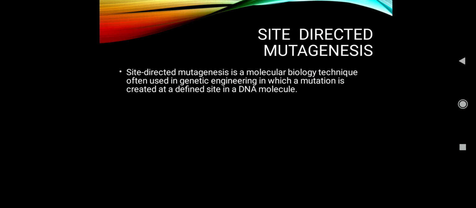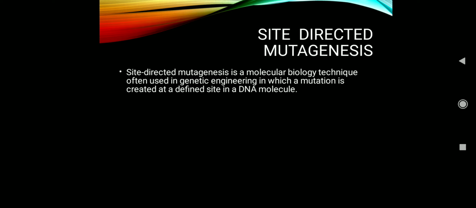So site-directed mutagenesis is a molecular biology technique which is often used in genetic engineering, wherein we are going to create a mutation at a defined site. Here, the mutation will not occur at any part of the DNA. We are going to select a defined, particular site on the DNA molecule, and we are going to mutate that particular site. That is why it is called site-directed. Site means at a specific site, we are going to allow the mutagenesis to occur.